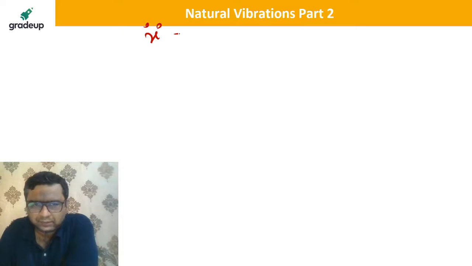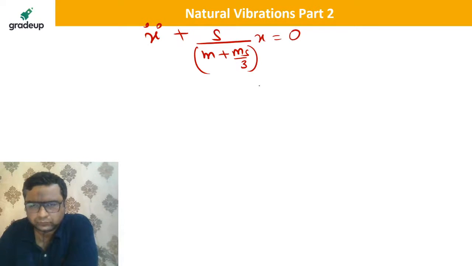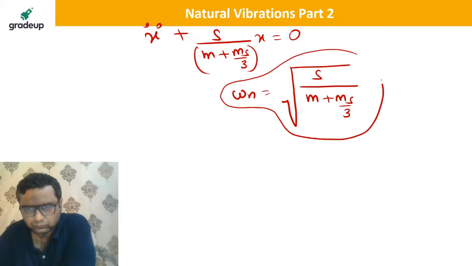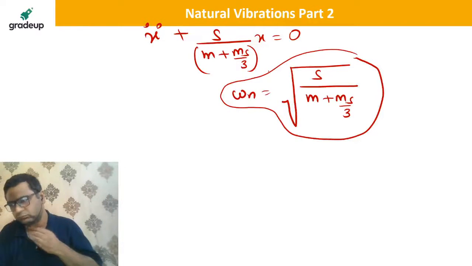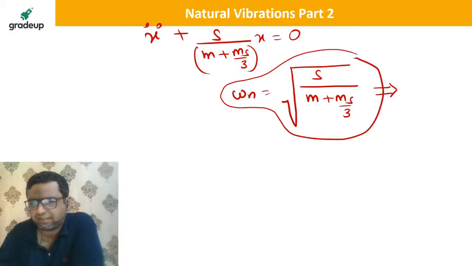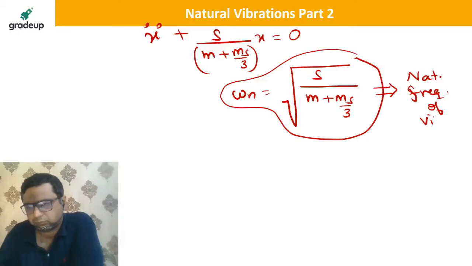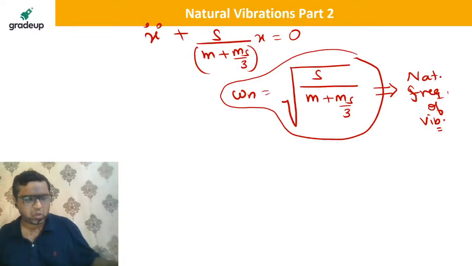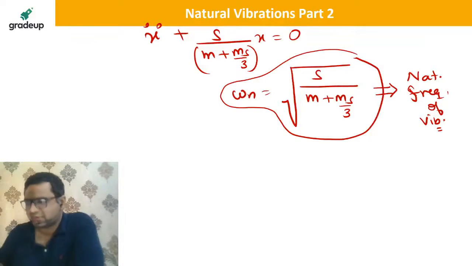It will become x double dot plus, so omega n will be the natural frequency of vibration of that system. Okay guys, thanks Jay. So these are two applications of energy method where you need to use this for sure.